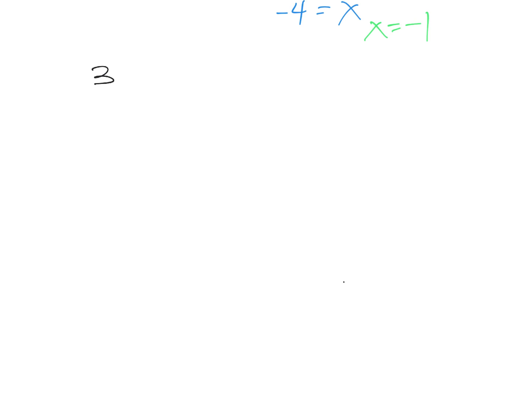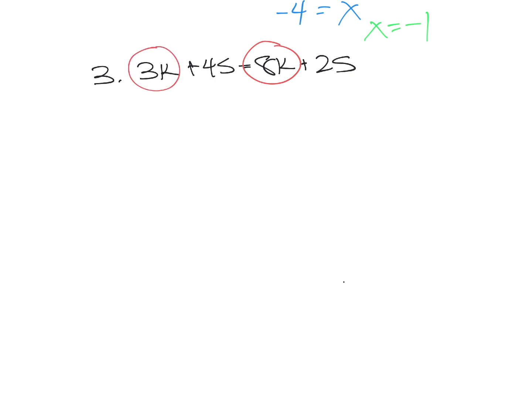Next one, we're going to do problem number 3. So we have 3k plus 45 equals 8k plus 25. I'm going to get my variables again. I need to get them over to the same side. I'm going to bring the 8 over. I typically like my variable on the left side. It doesn't matter, again, which one. So I'm going to subtract 8k.